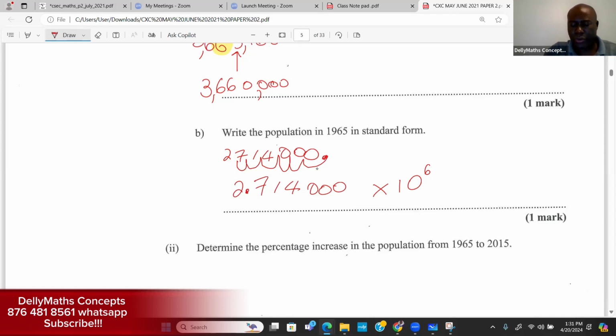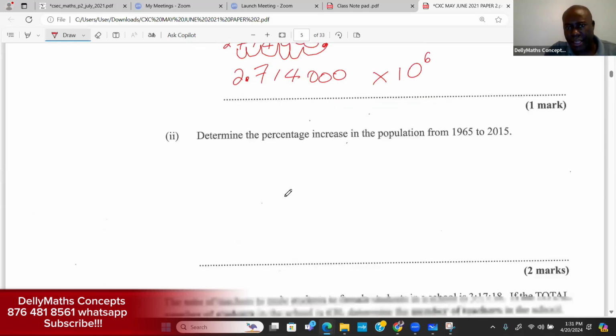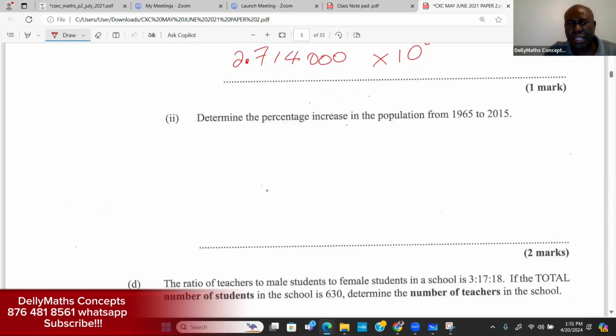All right, so we got that. Now let us take a look at the other question. It says, determine the percentage increase in the population from 1965 to 2050. So what we want to do is to take a look at what happened. So when we deal with percentage increase, right?